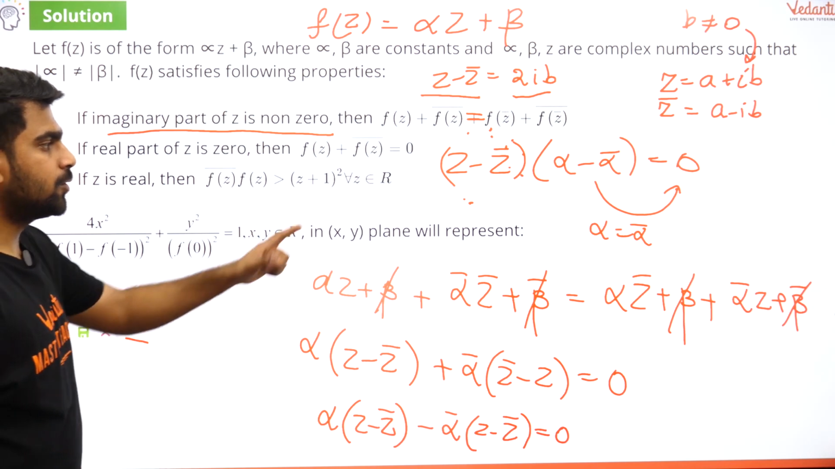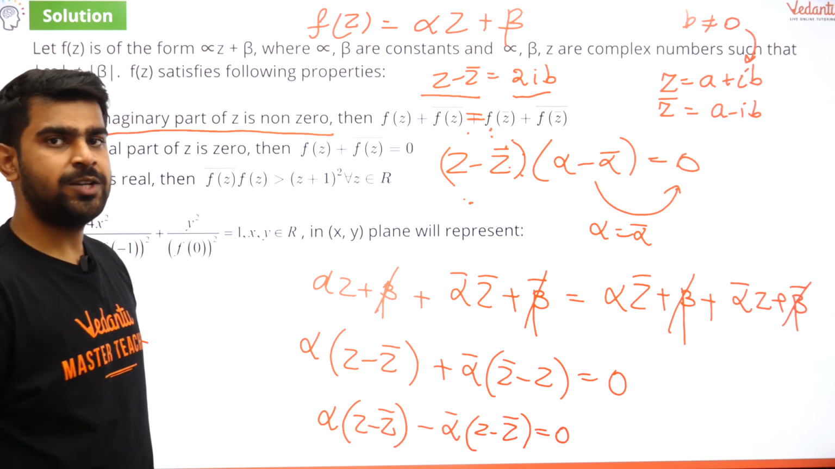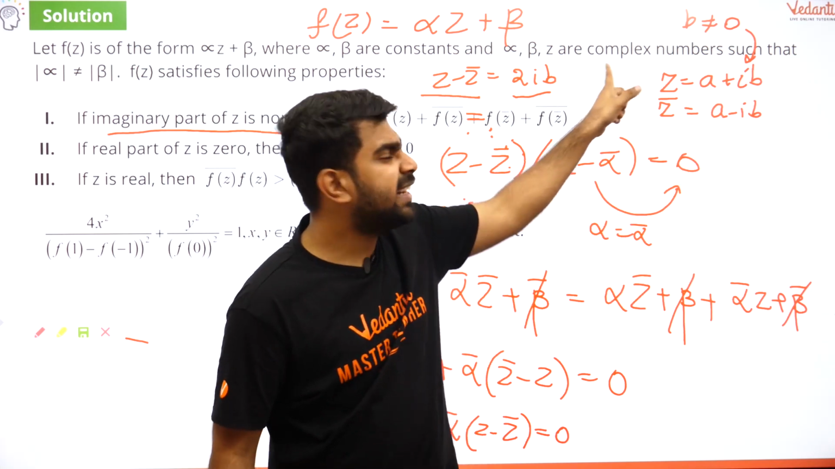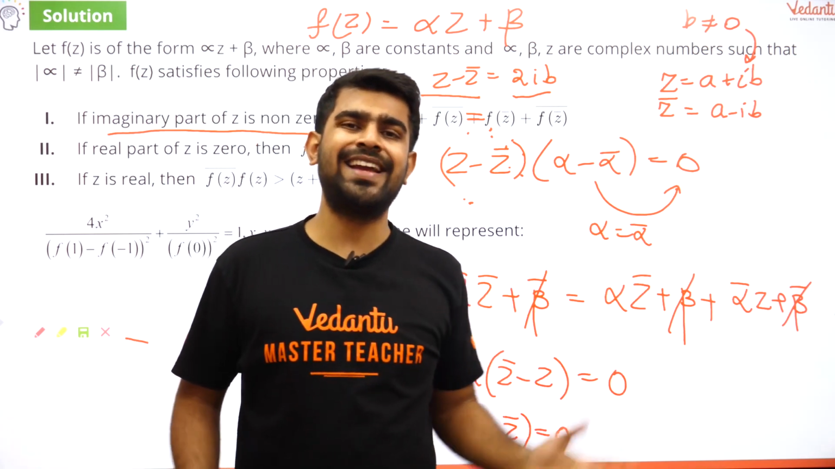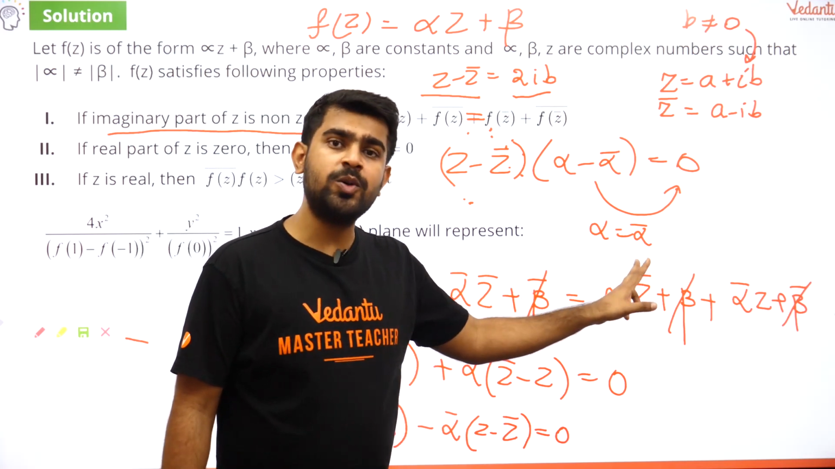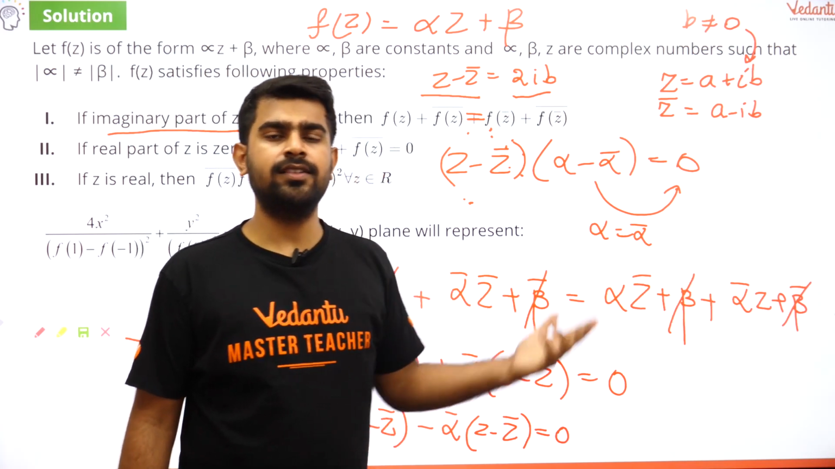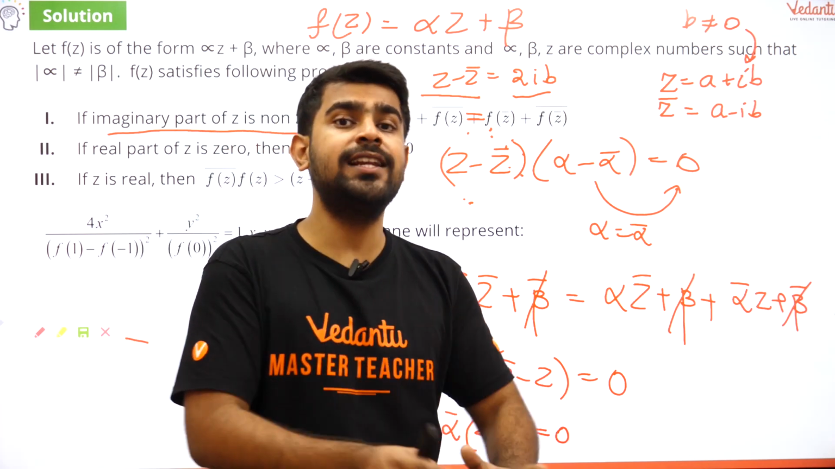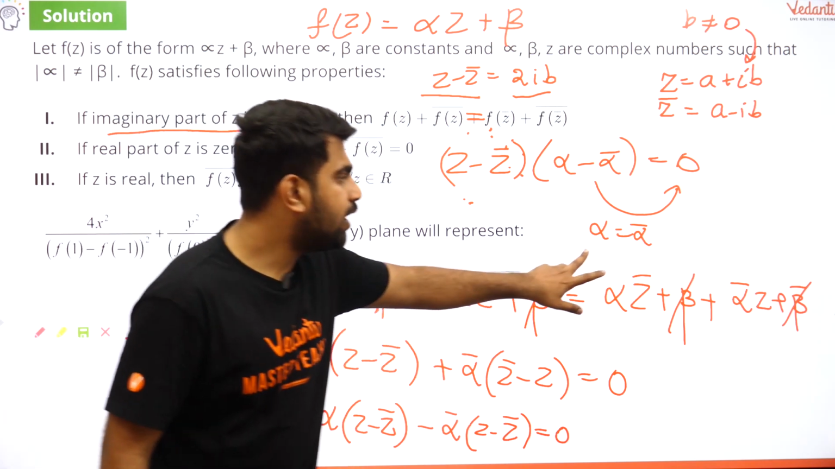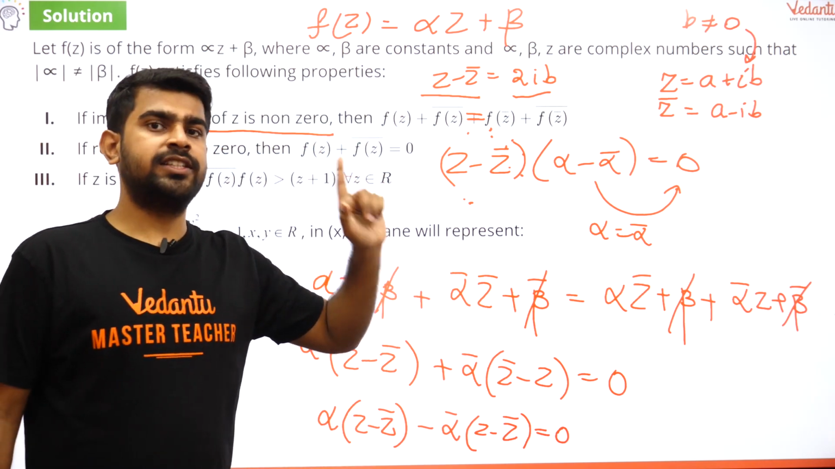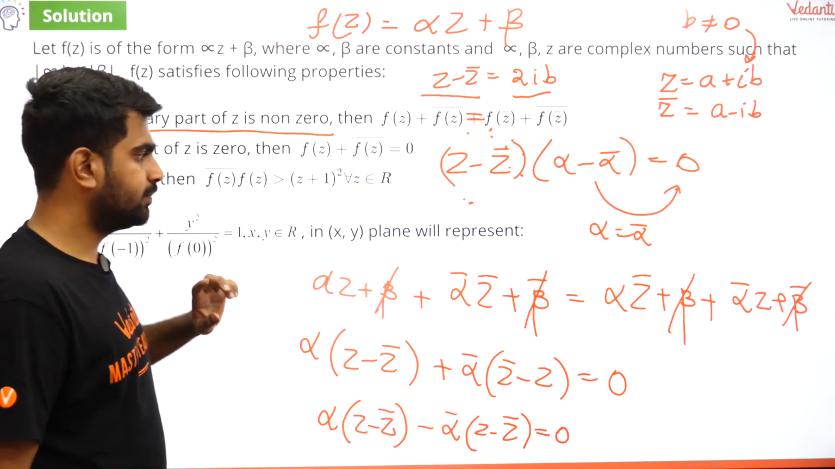Okay? So why do we say that? Can anyone tell me? Again, go back to the same logic. Alpha is a complex number, right? So assume alpha is of the form x plus iy. So if x plus iy is equal to x minus iy, then what can you say? The imaginary part is 0. So it is a purely real number. Got it? So alpha is a purely real number. That is the result that I get from the first part.